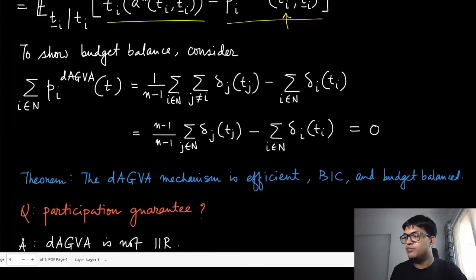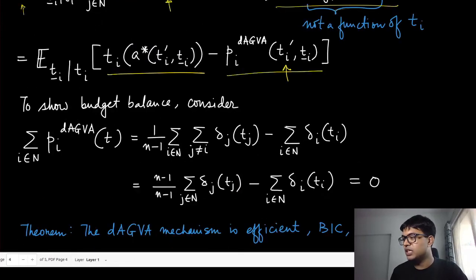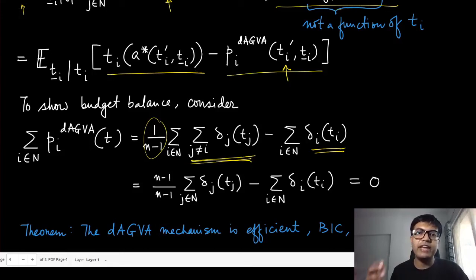The important part here is that the payment of this dAGVA is chosen in such a way that if we take the sum over all these things, remember what the term here was: 1 over n minus 1, and then this term, and the second term was minus delta_i(t_i). If we take the summation over all these agents, in this summation we exclude one specific delta_i term, and when we take the sum over all those cases, the whole sum will have n minus 1 copies of each of these delta_i.